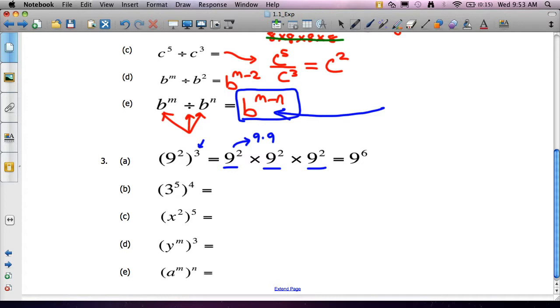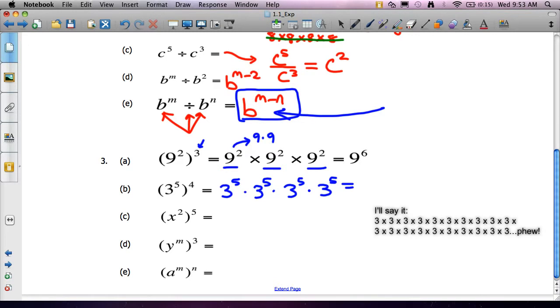So I have 3 to the 5th to the 4th. That means I have 3 to the 5th times 3 to the 5th times 3 to the 5th times 3 to the 5th, which really means I have 3 times 3 times 3 times 3 times 3 times 3 times... You know what? I'm not going to say it all. You can figure it out from that point. So I have 20 3s that are multiplied together, which means I have 3 to the power of 20.